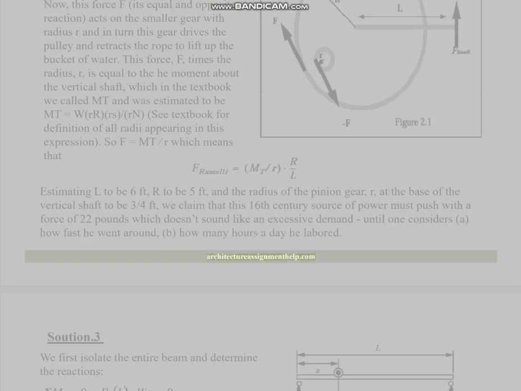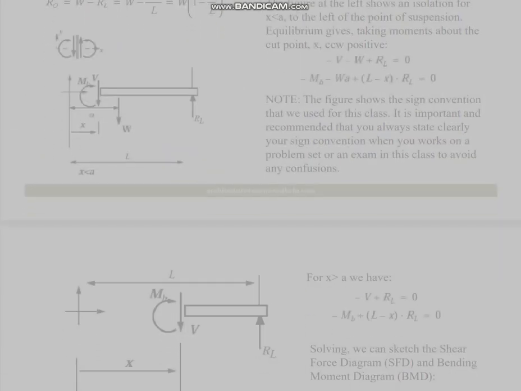Solution point 3. We first isolate the entire beam and determine the reactions. The figure at the left shows an isolation for x less than a, to the left of the point of suspension. Equilibrium gives, taking moments about the cut point x, CCW positive. Note, the figure shows the sign convention that we used for this class. It is important and recommended that you always state clearly your sign convention when you work on a problem set or an exam in this class to avoid any confusions.